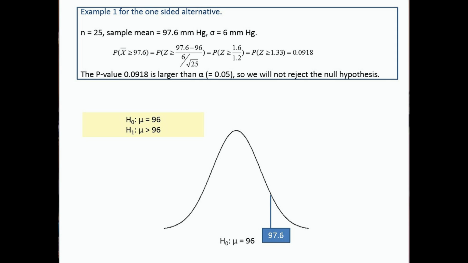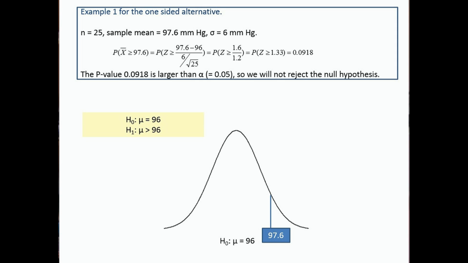What is the probability of finding a sample mean of 97.6 or more if in reality the null hypothesis is true? We will calculate this probability, the so-called p-value, by standardization. We subtract the hypothesized mean 96 from the observed sample mean and divide by the standard error. The standard error equals sigma divided by the square root of n. In this case, 6 divided by the square root of 25, which is 1.2.